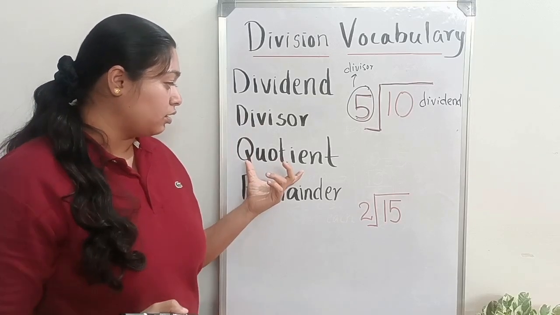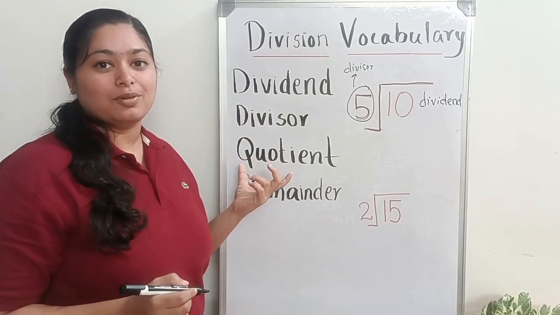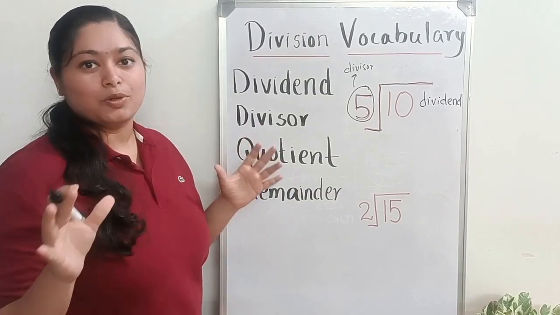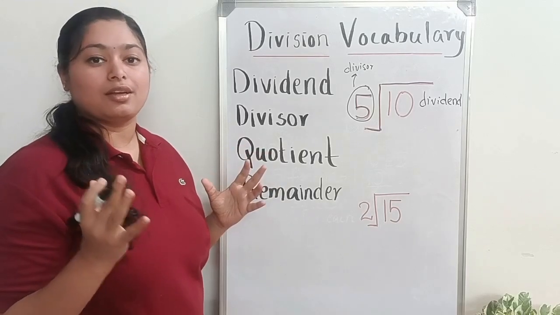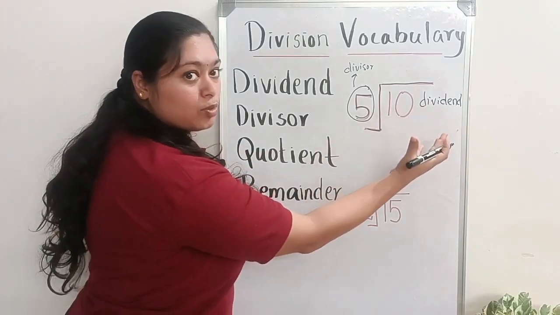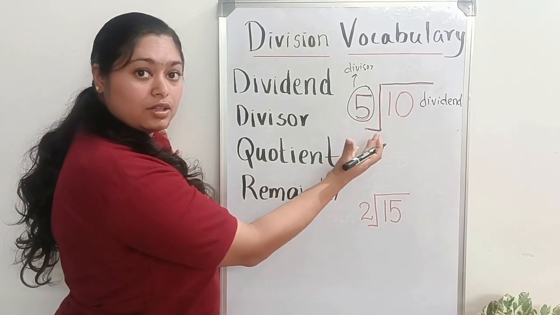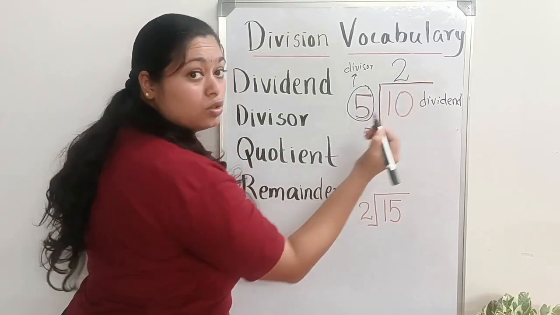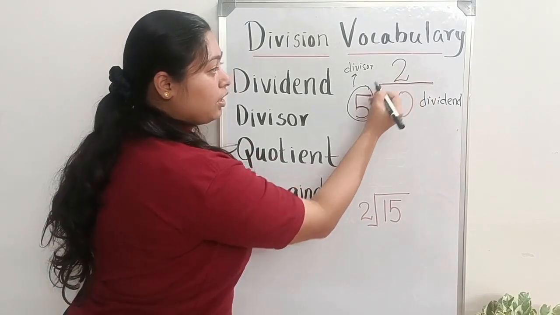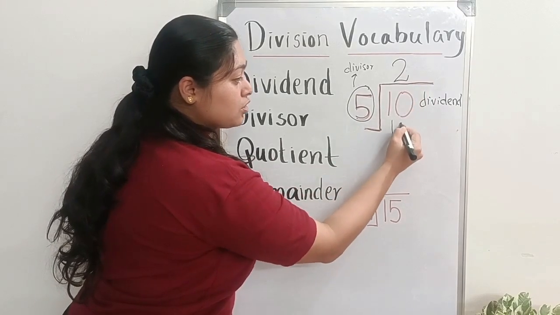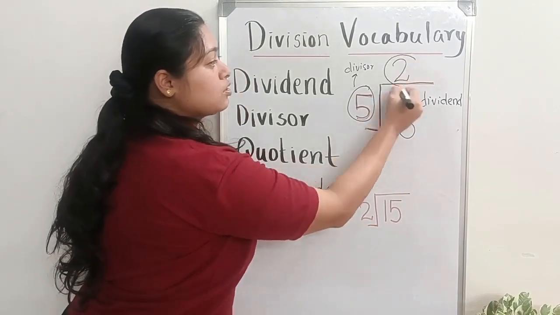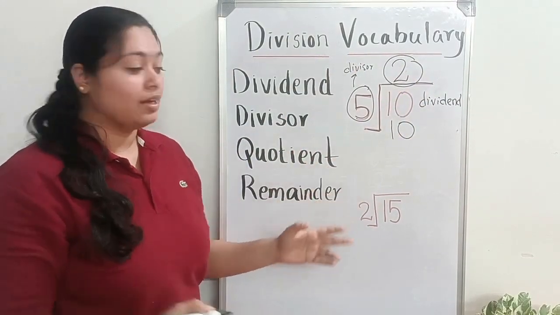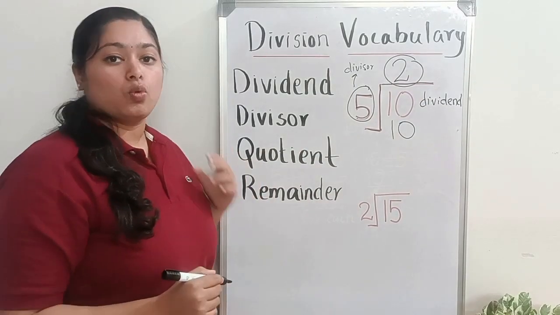Now let's move on to the third word. It's a pretty fancy word, right? Quotient. It's read as quotient. Don't worry, it's just the answer that you are getting, which means you have 10 sweets, you are dividing it with 5 friends. Each one of you will get 2 sweets because 5 multiplied by 2 is 10 itself. So this 2, this answer, the number of sweets each one of you are getting is known as quotient.